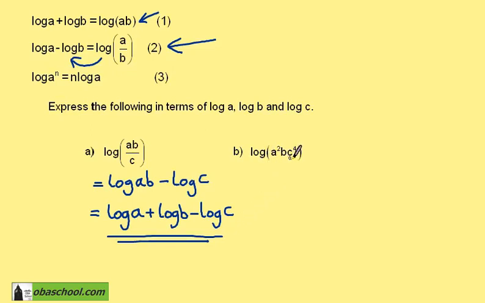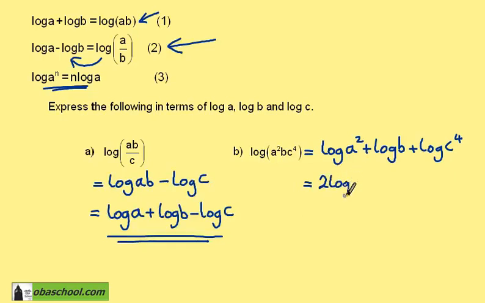For part B, in the first instance, it's like type 1. In more general form because there's 3 parts, but we can split this apart as log A squared plus log B plus log C to the 4. This part and this part are then like this law, and we can see here that the power drops down in front, giving us 2 log A. Then we have the log B, and then the 4 drops down in front, giving us 4 log C.